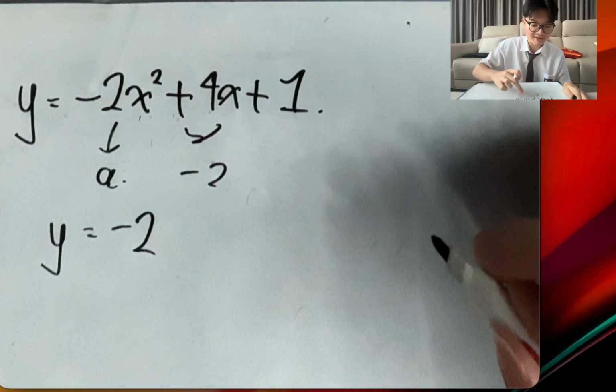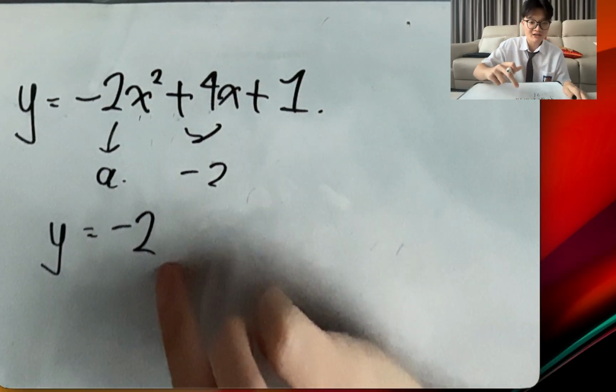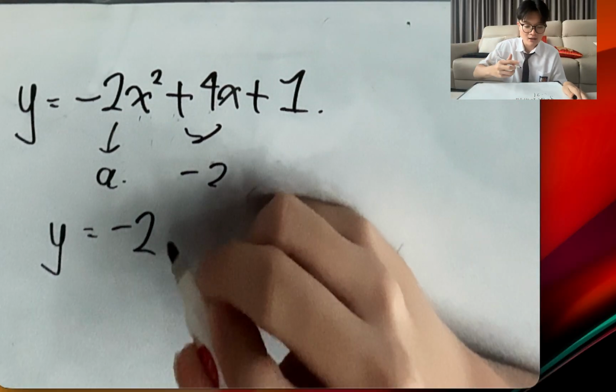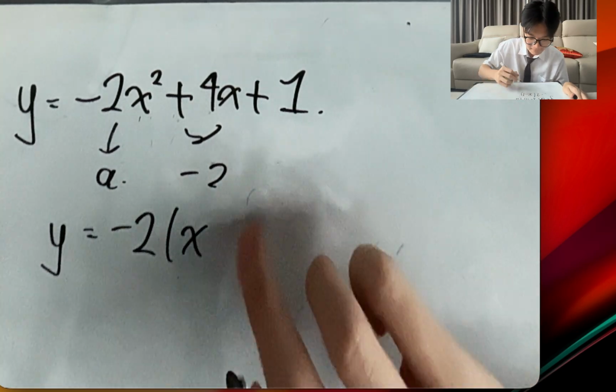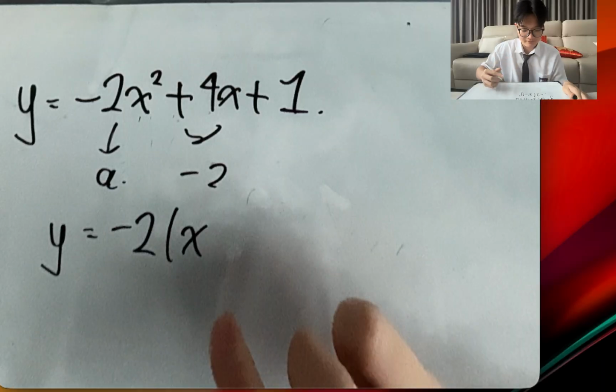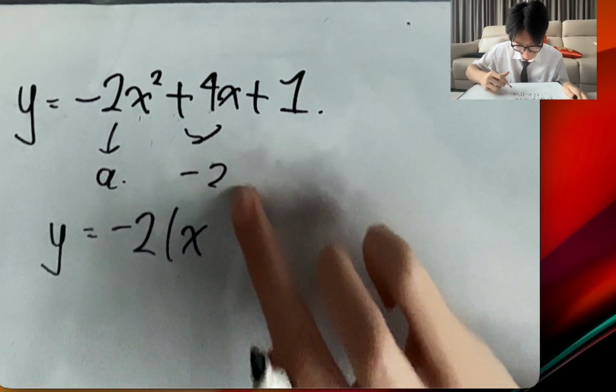How to find h is 4 divided by a, which equals -2, and then we divide it by 2 again. So -2 divided by 2 is equal to -1, and here we go, and then plus k.